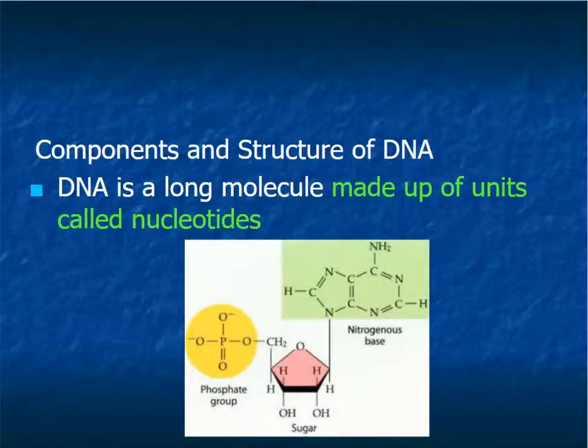So this section will look at the components. DNA is made up of a long molecule made of units called nucleotides. So this image here, this is one nucleotide. It has 3 different parts that are highlighted in different colors. We will be doing a lab on nucleotides and seeing how they fit together as described in this video.